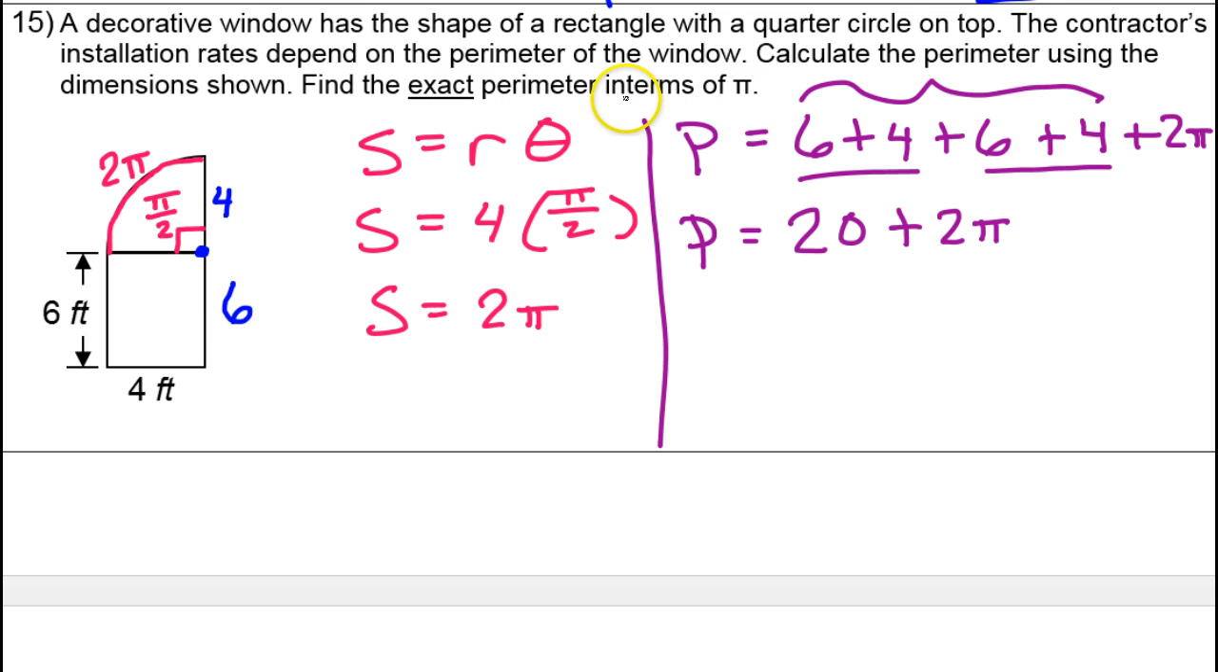In terms. I wrote it like it was one word. Silly goose. You know what? I should put units on here. I keep trying to forget the units. These are feet that we're talking about. So this perimeter will be 20 plus 2 pi feet.